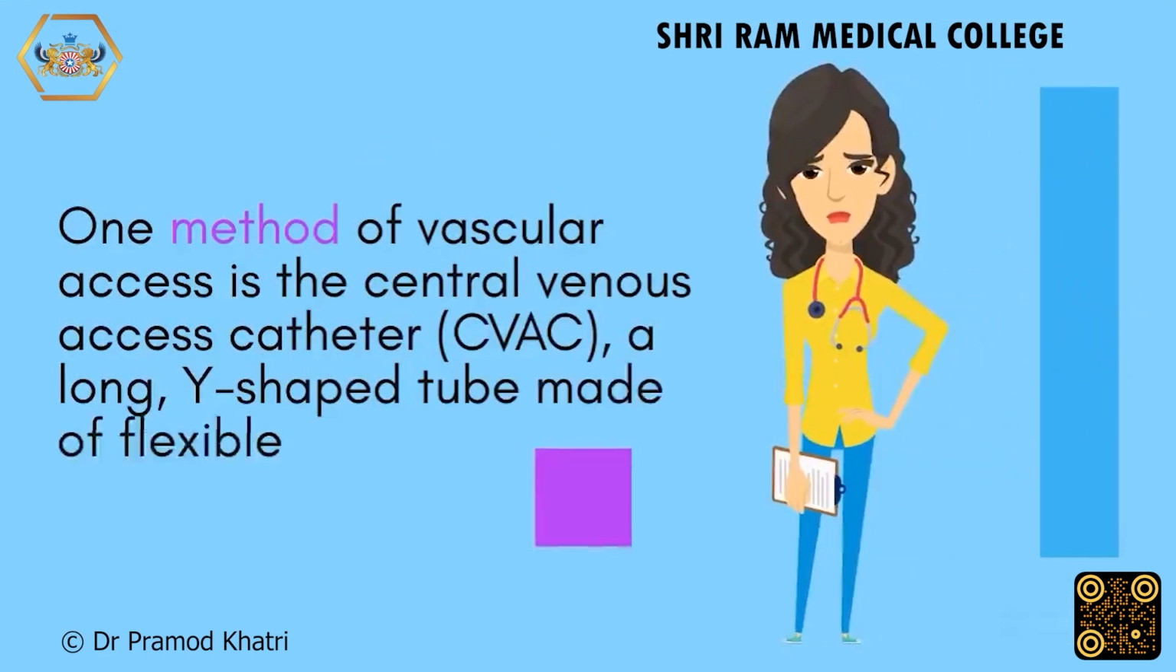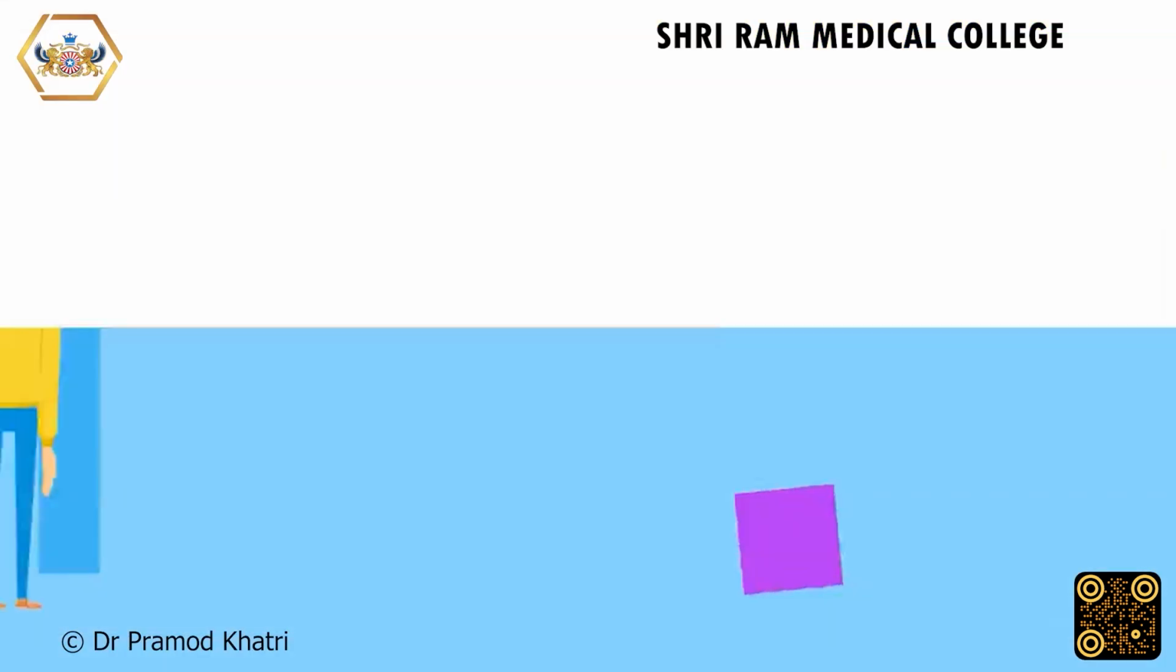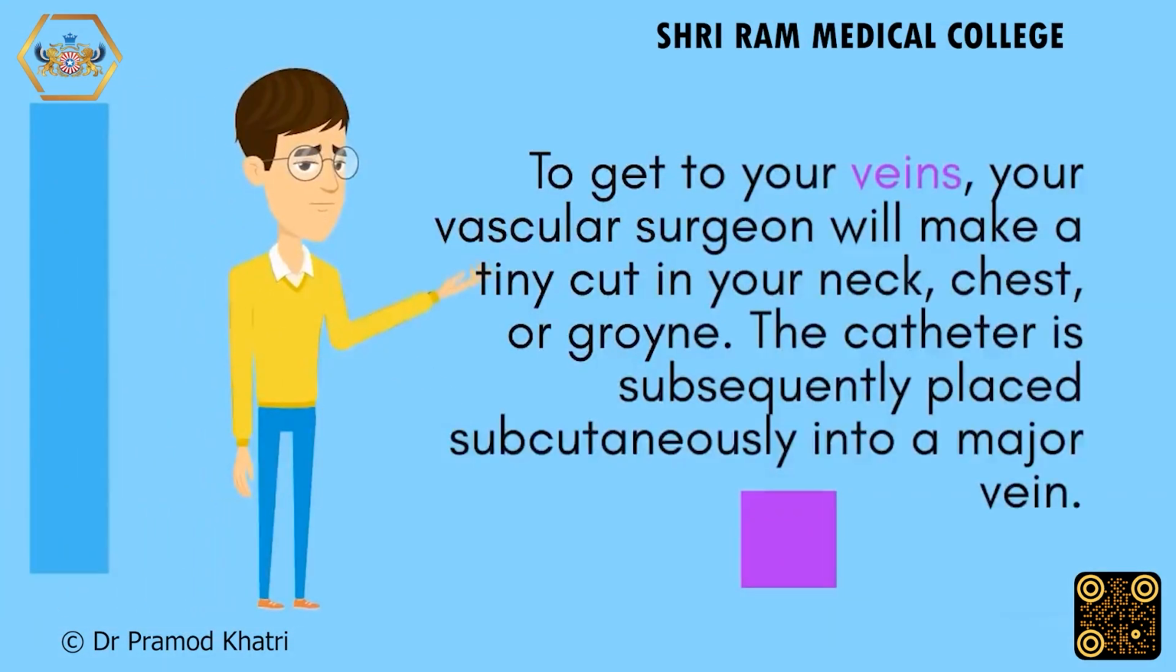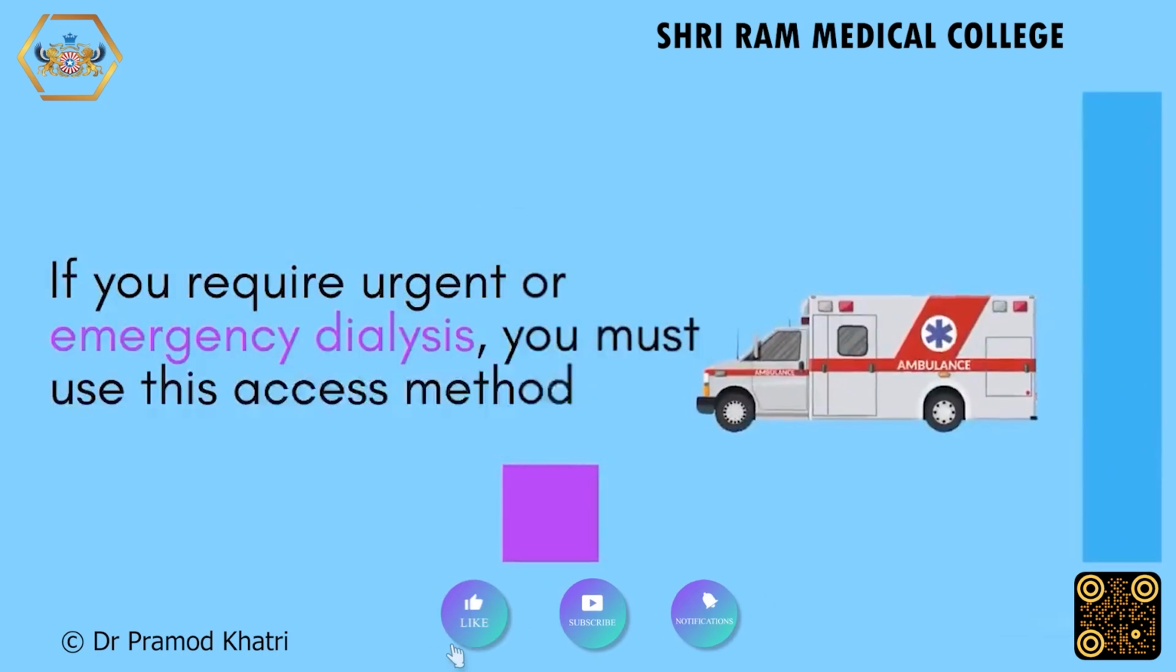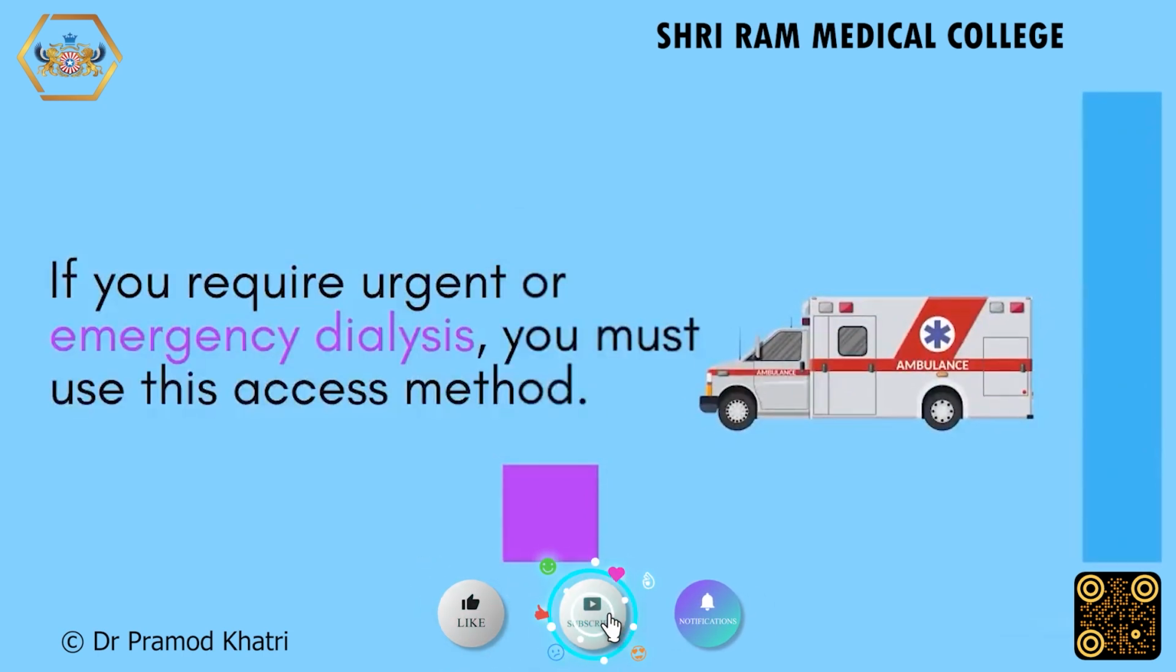One method of vascular access is the central venous access catheter, CVAC, a long, Y-shaped tube made of flexible plastic. To get to your veins, your vascular surgeon will make a tiny cut in your neck, chest, or groin. The catheter is subsequently placed subcutaneously into a major vein. If you require urgent or emergency dialysis, you must use this access method.